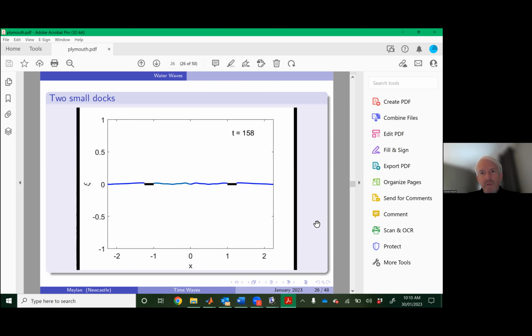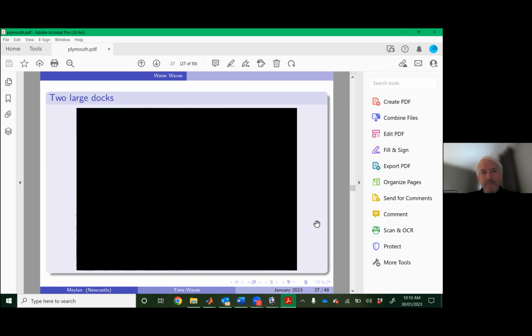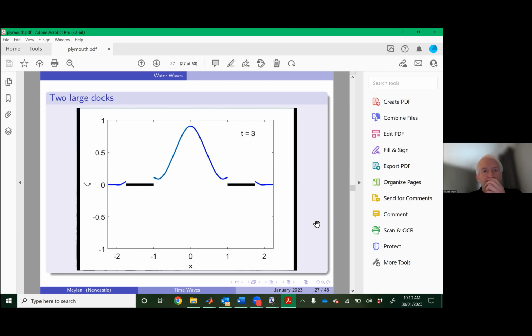Love watching these movies. All right. And then if I make the dots larger, you get a slightly different behavior. There's going to be more trapping here.